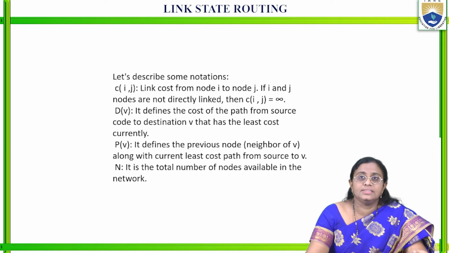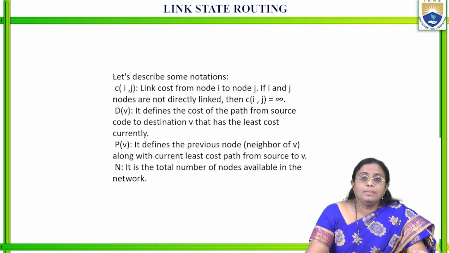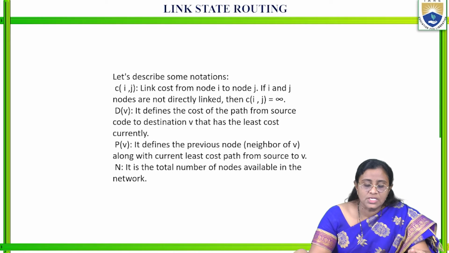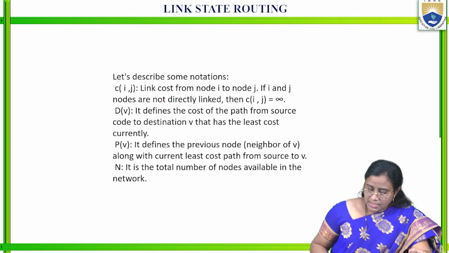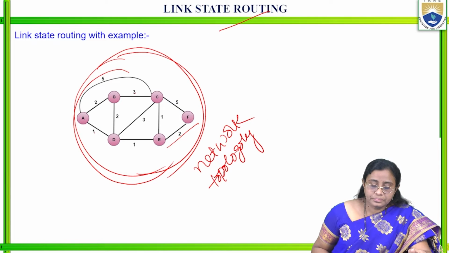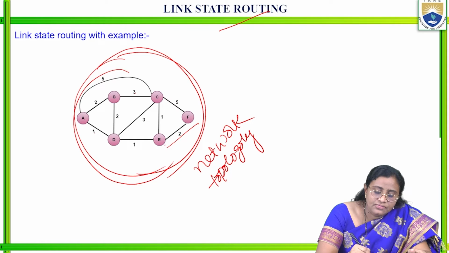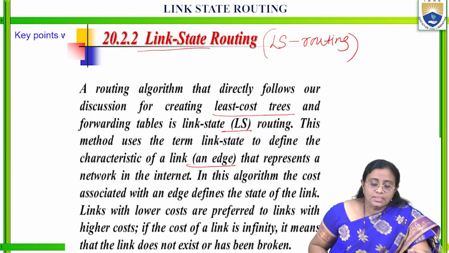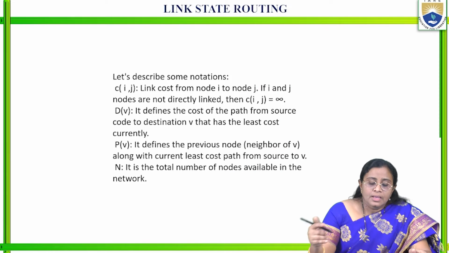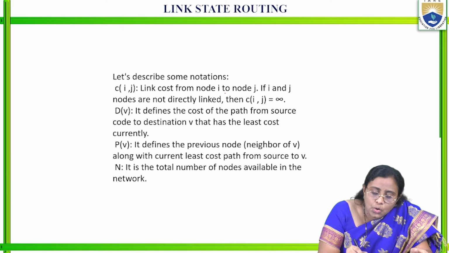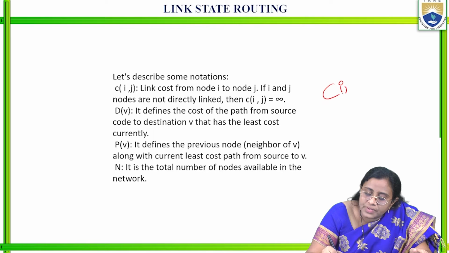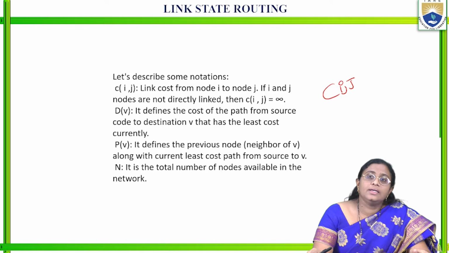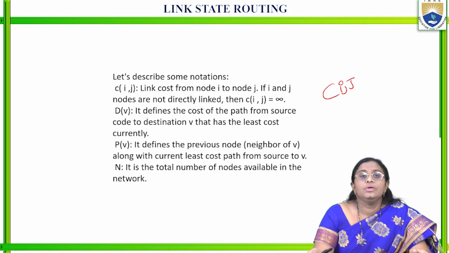So coming to this example, as I have already explained, by means of the network topology of a subnet of different nodes, let's describe some notations. C of ij is the link cost, if you can assume, from node i to node j. The link cost from node i to node j. And if nodes i and j are not directly linked, then C of ij is equal to infinity.